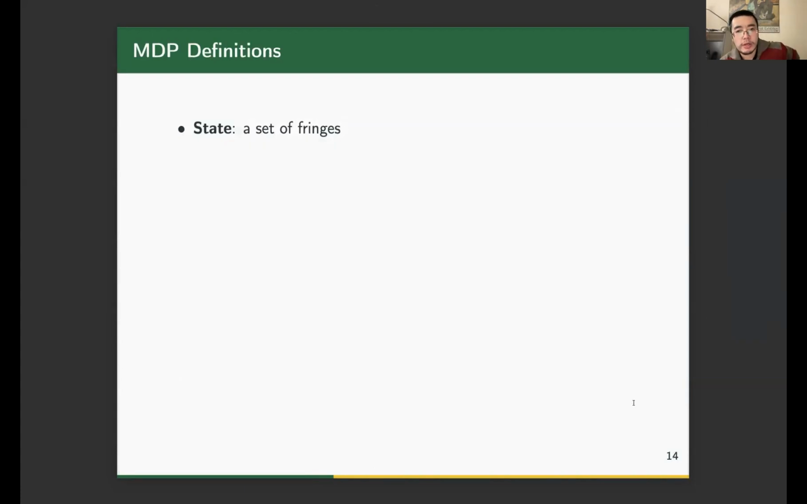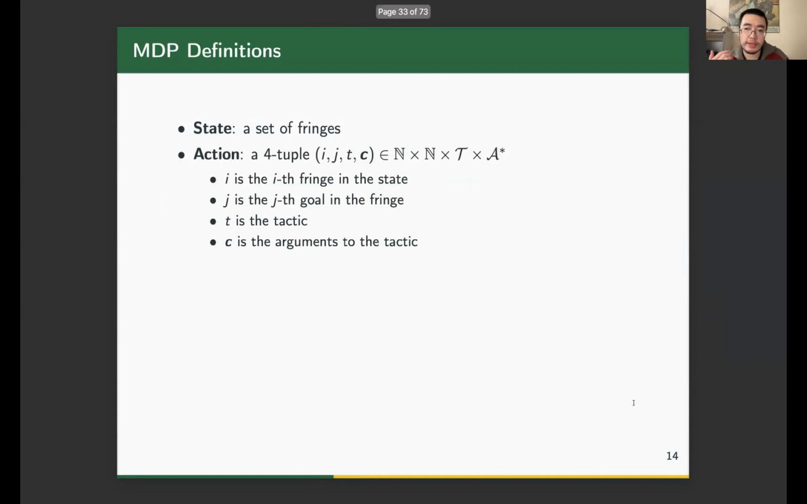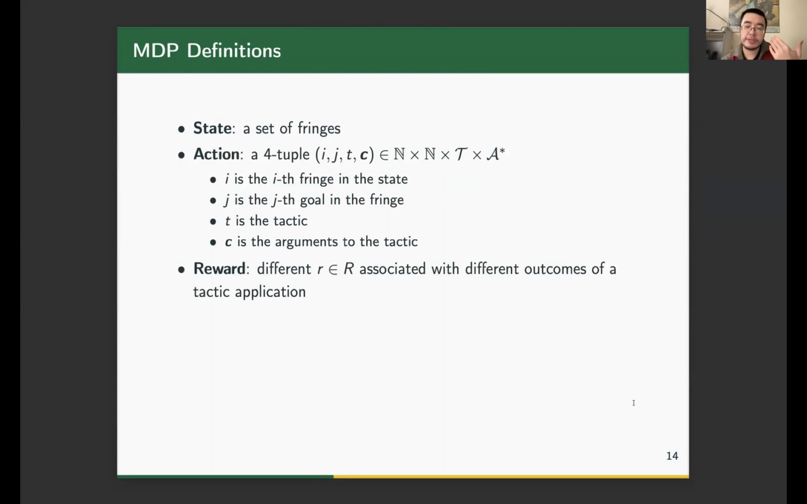Okay, now what is our MDP? What is our Markov decision process? We will define a bunch of components that we need for the Markov decision process. The state is a set of fringes. And action is a four-tuple i, j, t, c. Intuitively, i is the ith fringe in a state, j is the jth goal in the fringe, t is the tactic, and c is the arguments to that tactic. And we will design the reward.